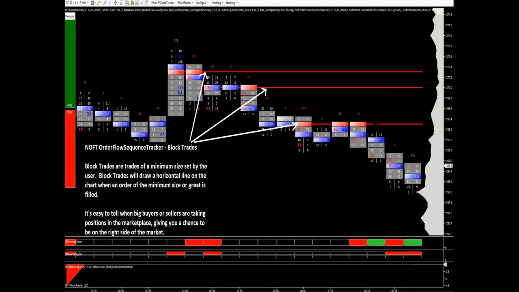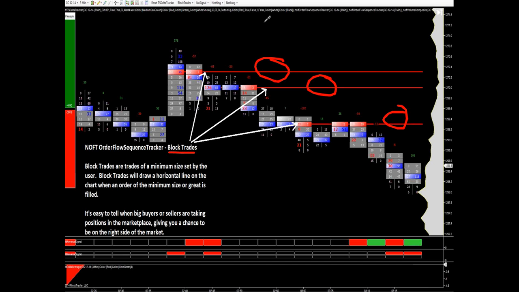All right. Another part of the order flow sequence tracker, that core engine, is what we call the block trades. You've heard us talk a little bit about that today. Block trades are a minimum order size set by the user. The block trades will draw a horizontal line on the chart when an order of minimum size or greater is filled. So we have a block trade at this price level, a block trade at this price level, a block trade at this price level. These are all sell block trades, highlighted in red.